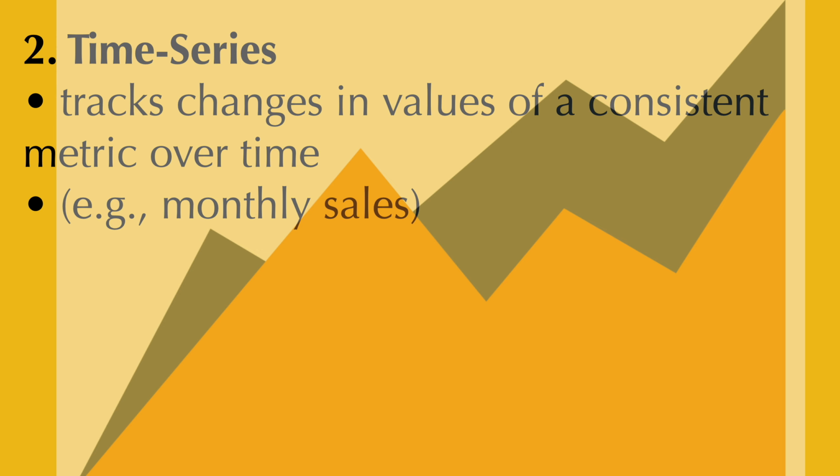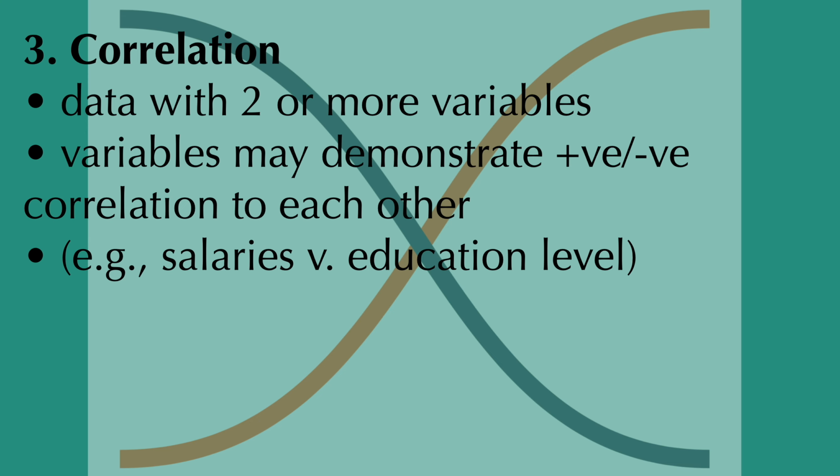Number 2 is time series. Here, this tracks changes in values of a consistent metric over time. For example, monthly sales. As you can see by this time series in the background again, the yellow and the green, each of those lines represents the value of those sales over time. And you can see they both are kind of generally increasing over time.